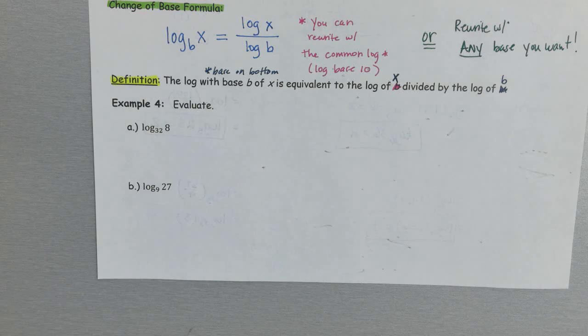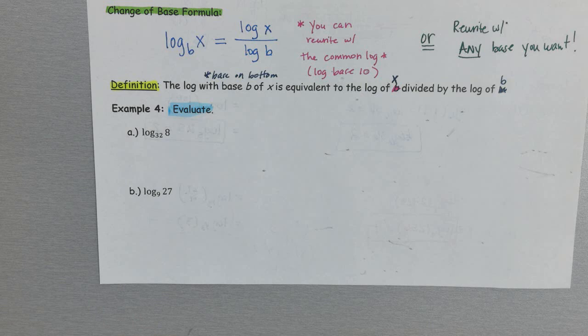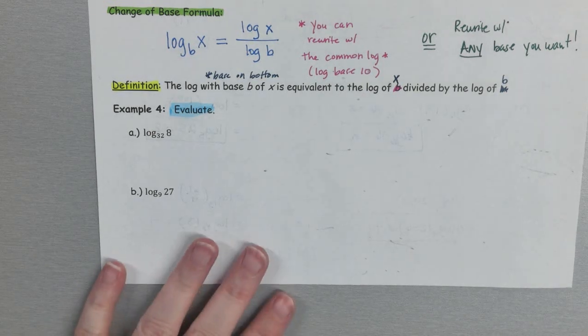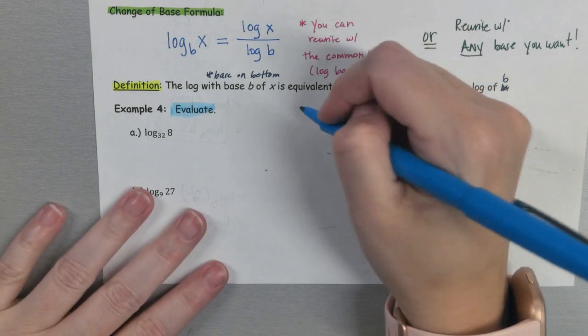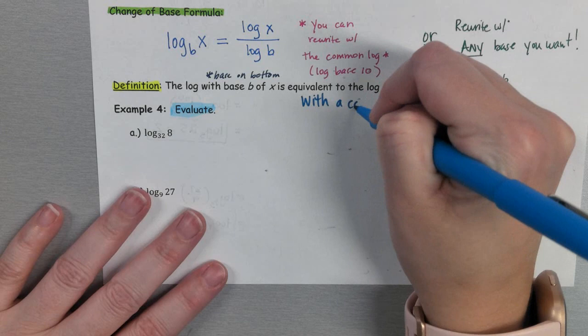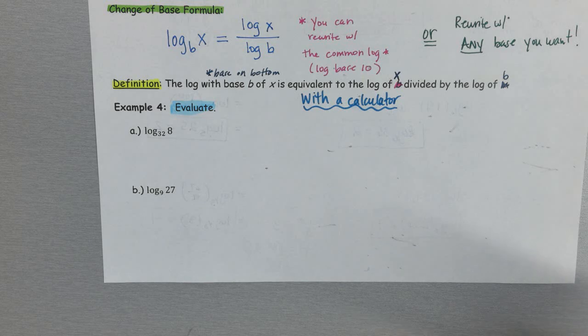All right, so for example 4, it says evaluate. Whenever your directions say evaluate, do you know what your final answer should look like? X equals a what? It should always be some type of number, because a value is the main part of evaluate. Okay, so you want just one final value. And we're going to do this, like I said, with a calculator and without a calculator. Okay, so we'll do the with a calculator. Okay, and then without a calculator.